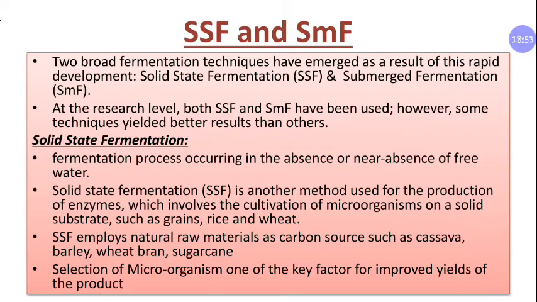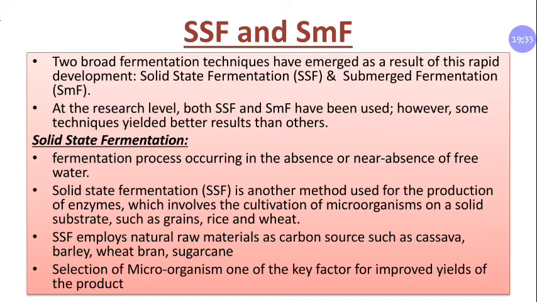Next is SSF and SMF, two techniques of fermentation: solid state fermentation and submerged fermentation. Solid state fermentation occurs in the absence or near absence of free water. It is another method used for production of enzymes, which involves the cultivation of microbes on a solid substrate such as grains, rice and wheat. Natural raw materials like cassava, barley, wheat bran, and sugarcane are used as carbon sources.